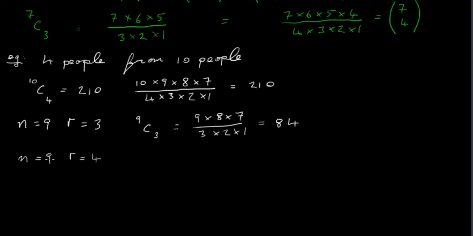So you've got to choose 4 people from 9. So this is just 9, choose 4. That's going to be 9 times 8 times 7 times 6 all over 4 factorial, which is 4 times 3 times 2 times 1. If you do that, you should get 126. So there are 126 ways of choosing 4 people from 9, or there are 126 ways of choosing 4 people from the 10 if one person must not be on the committee. Okay, so that's one example.